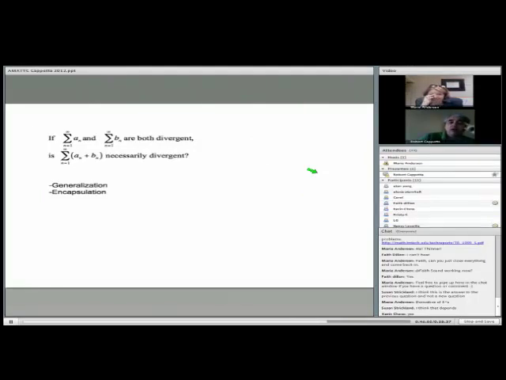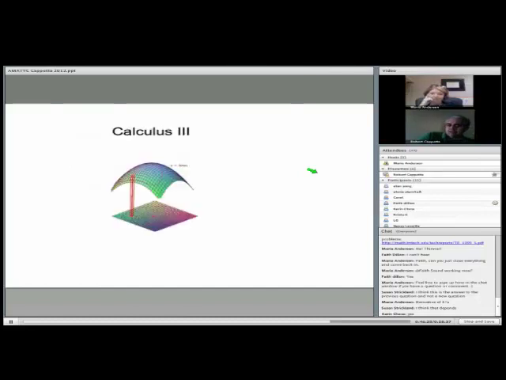Another stepping off point: if the sum of a sub n and the sum of b sub n are both divergent, is the sum of a sub n plus b sub n necessarily divergent? And the answer to that is, of course, no. A sub n could be 1, b sub n could be negative 1. Obviously, that's going to be the case. But this also gets us a notion of, well, what would have to be true for that to be the case? And it starts off some good discussions.